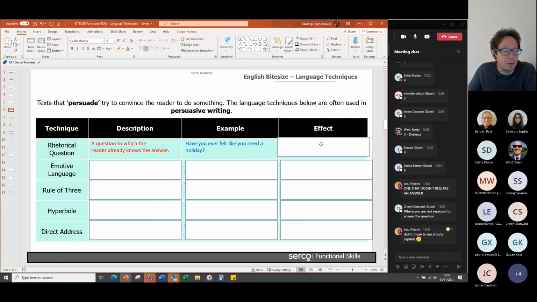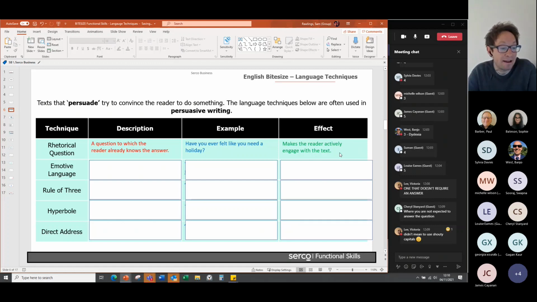And sometimes, not always, but sometimes the question paper might ask you what effect that language technique has. So why has the writer used a rhetorical question? When you give your answer to a question like that, there is no one single right or wrong answer, as long as you write something logical. But what I've got here is obviously an example that you can use if you need to. And what I've put is that it makes the reader actively engage with the text. So if you write anything like that, when they ask you for the effect, then you'll get a mark. So these are the things you need to know.